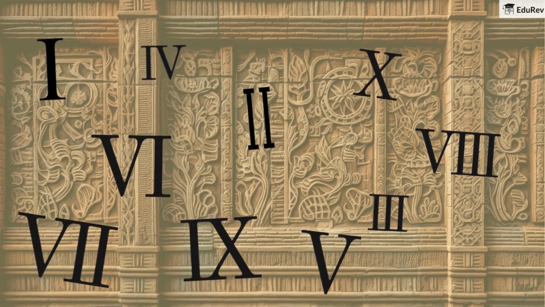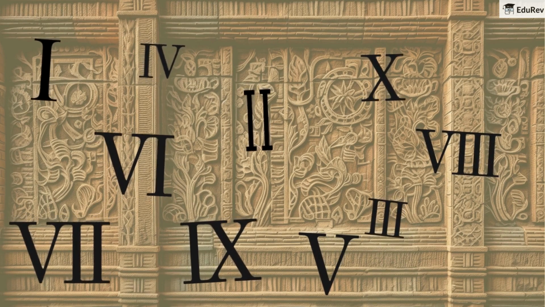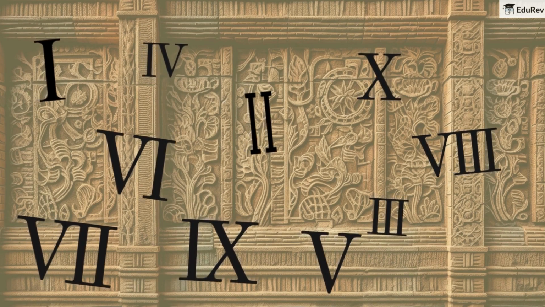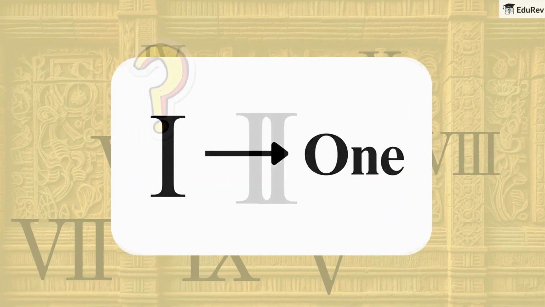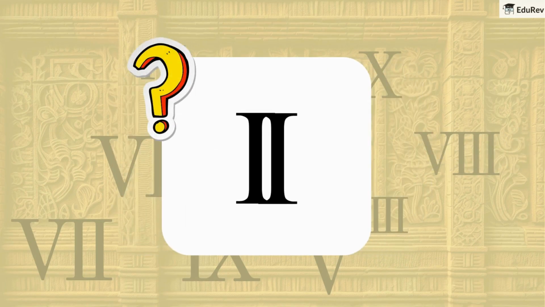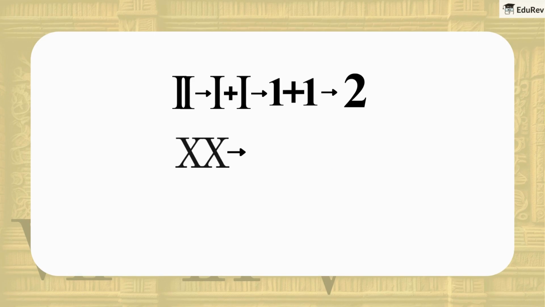Now that we have seen the values of these numerals, we should learn how to use them to create bigger numbers. Let us start. Here we have I, which is 1. But what about this? Here we have 2 ones written together. So we will add them. We will get 2. In the same way, we have X, which is 10. XX is 10 plus 10 equals 20.